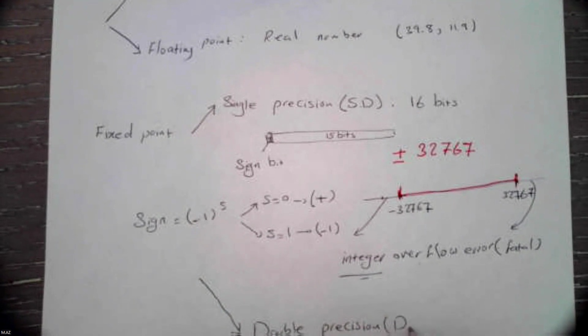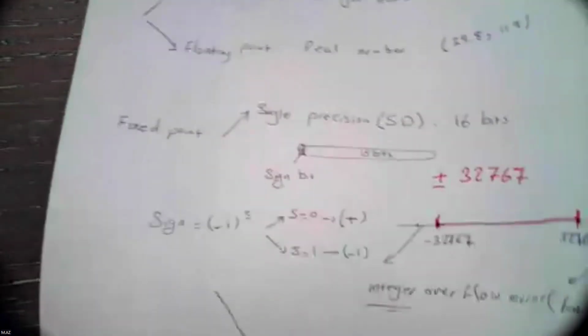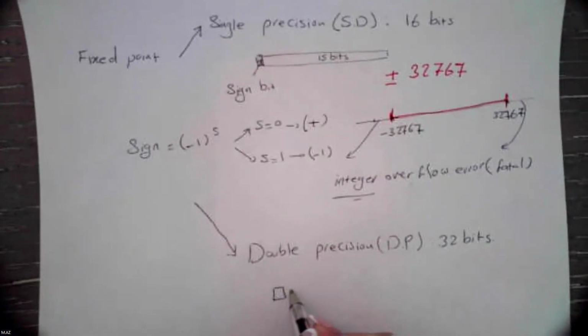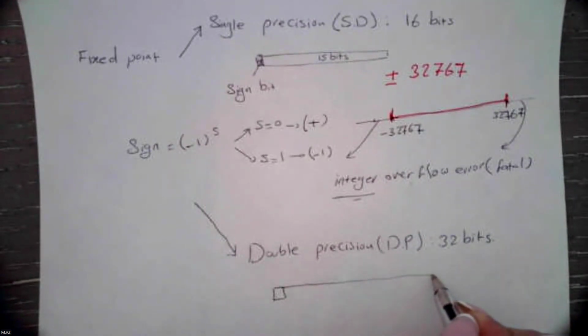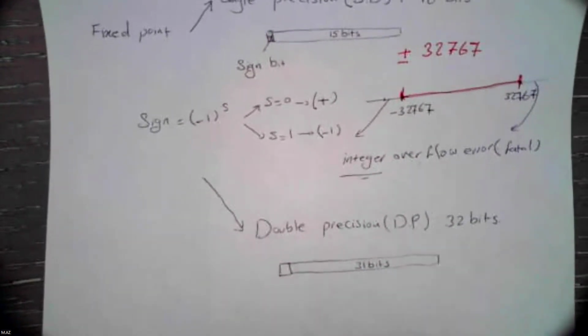For double precision, the integers use 32 bits. Look at the single precision: the first bit from the left side is the sign bit, and the remaining 31 bits are used for storing a decimal number on a computer.